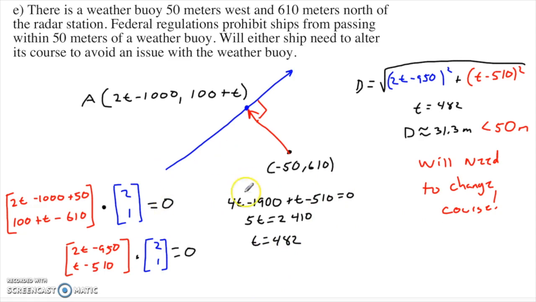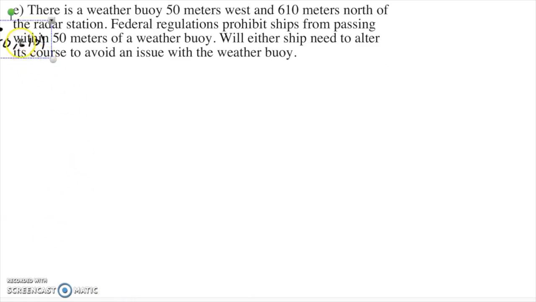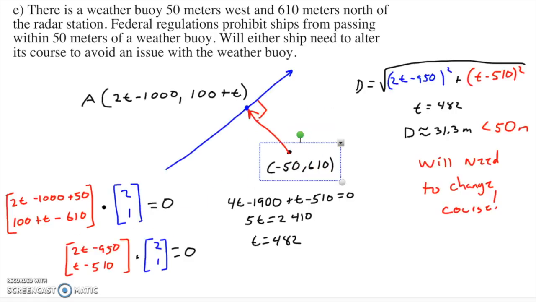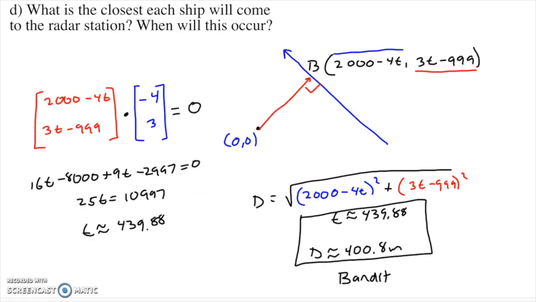So we're going to look at this problem one more time, but now for the bandit. Once we want to find out how close the bandit comes to this same weather buoy, and once again, the bandit is going to be traveling along some direction. I'll draw the bandit this way. I don't know if it passes to the right or the left, and I really don't care all that much. I just want to find this minimum distance. Let me go ahead and grab the equation for the bandit. And so the bandit's equation is right here.